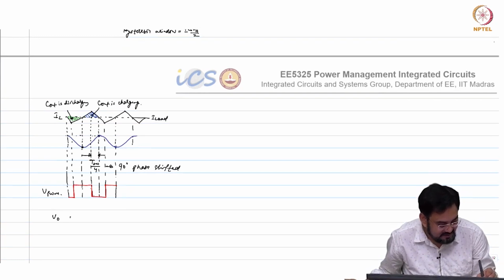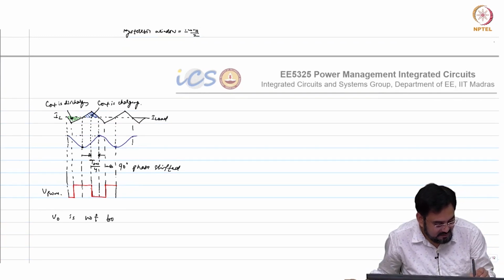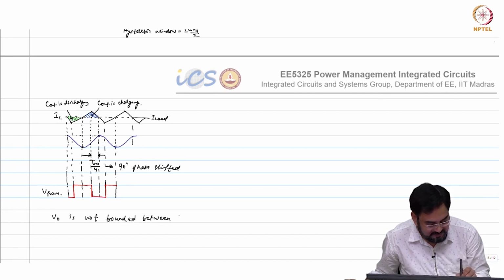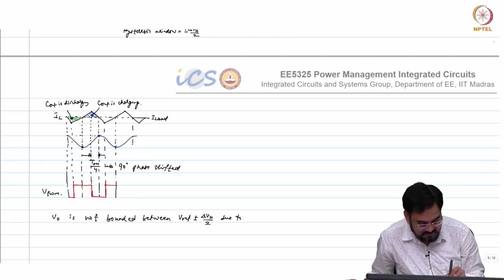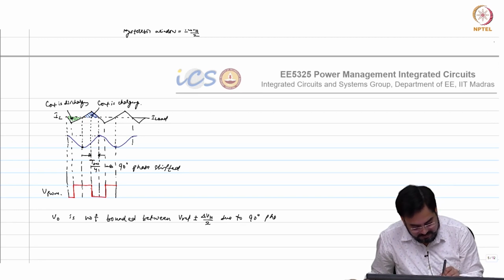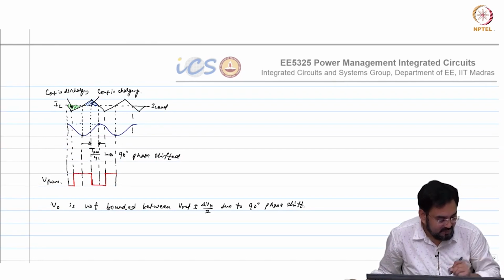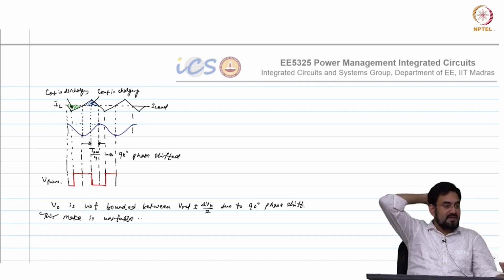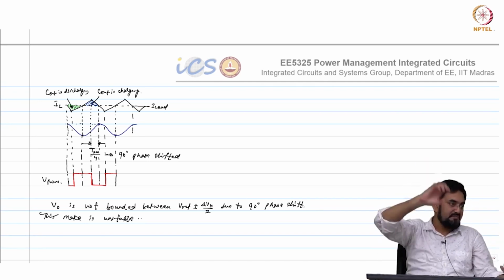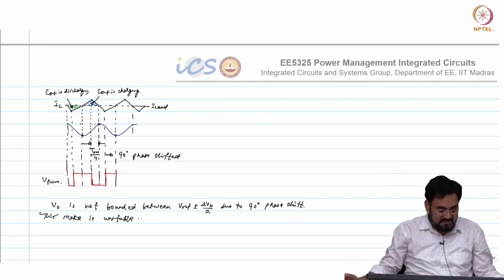So V out is not bounded between Vref plus minus delta Vh by 2 due to this. This makes it unstable. When the output is not bounded, then it can go anywhere. So the output can even build up and become large. So it's uncontrolled.